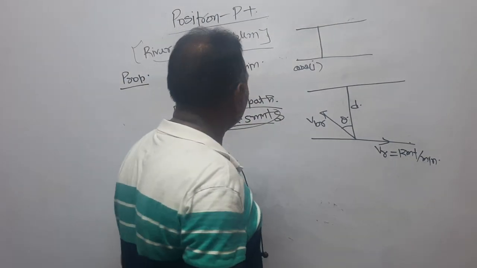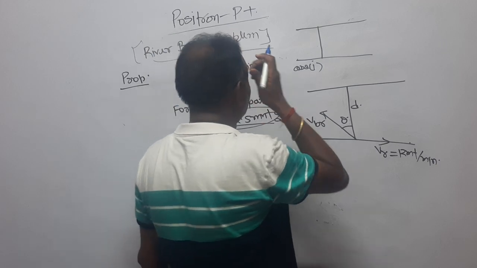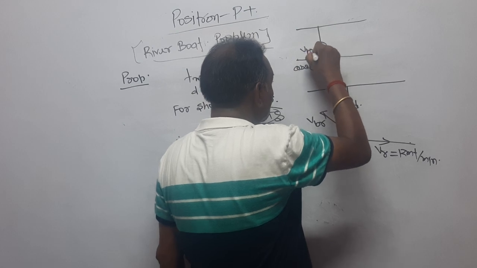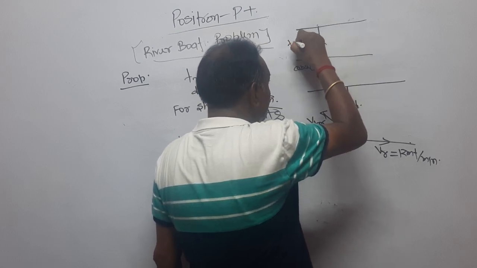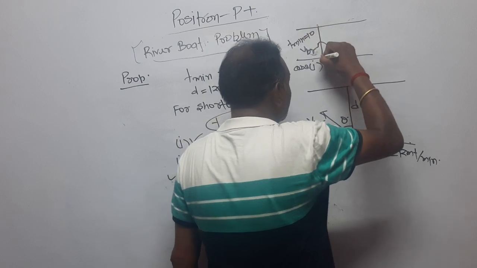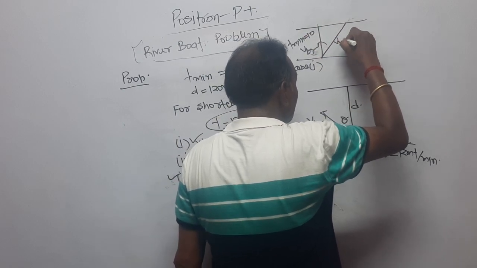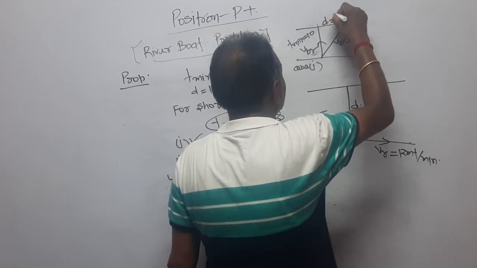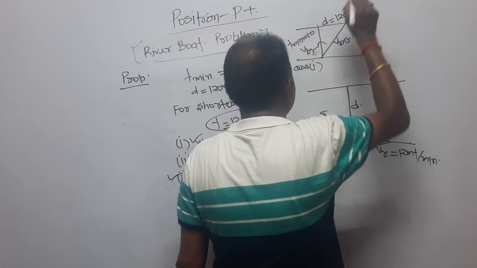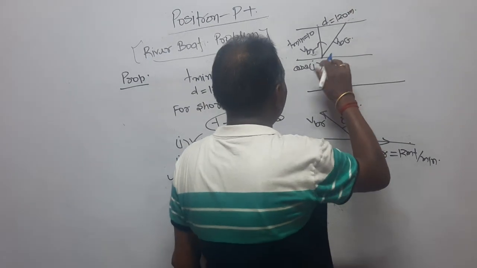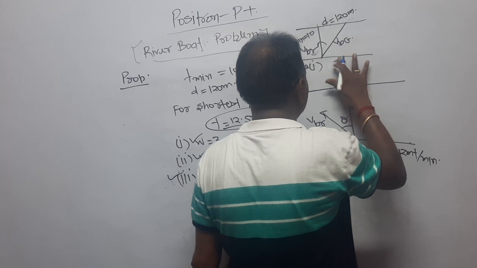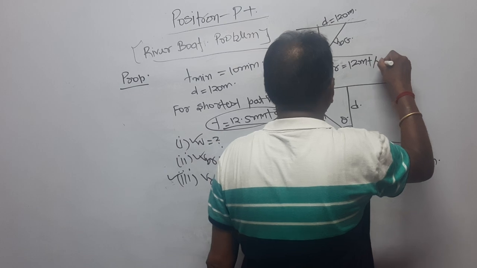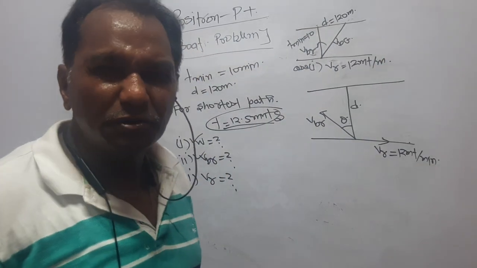Dear student, in the first case, the minimum time is 10 minutes, when the boat swims with respect to the river perpendicularly. T minimum is 10, and the boat reaches here. This is the velocity of the boat with respect to the ground, and this is the velocity of the river, and this was the drift. With this, we have found out the velocity of the river, that is 12 meter per minute.